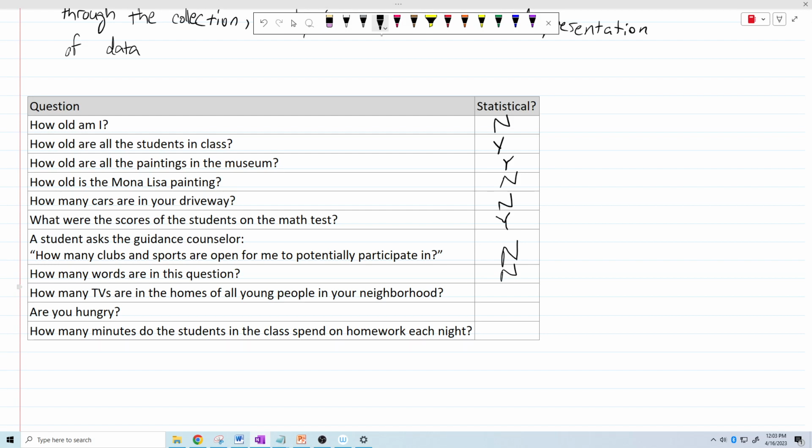How many TVs are in the homes of all young people in your neighborhood? Granted, there are only a set amount of houses in the neighborhood, but within each house, there's a different answer as to how many TVs there are. Therefore, because of that variability, yes, it's a statistical question.